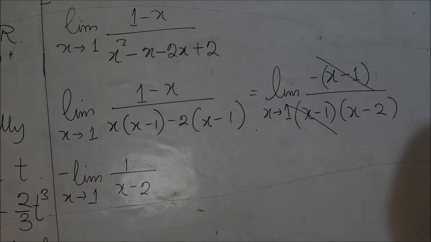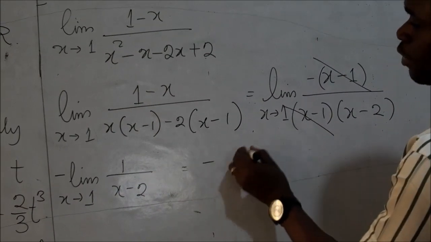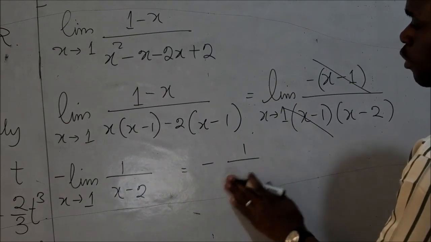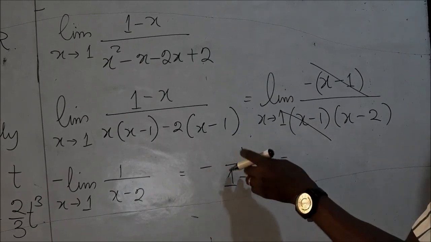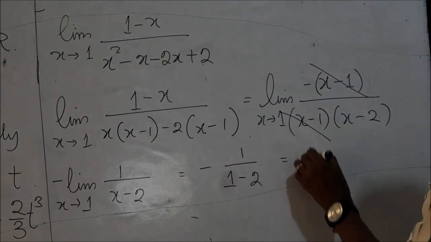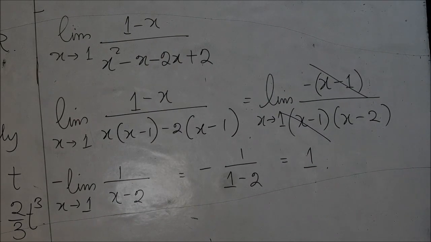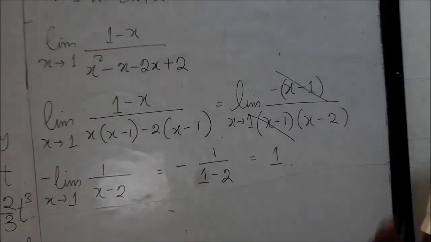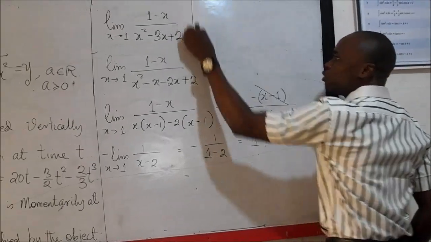So if you substitute this limit, we are going to have minus 1 all over 1 minus 2, and that is going to give us 1 all over minus 1, so everything is just going to give us 1. So that means the limit of this function as x tends to 1 is equal to 1. But can't we, let's apply the L'Hôpital rule.